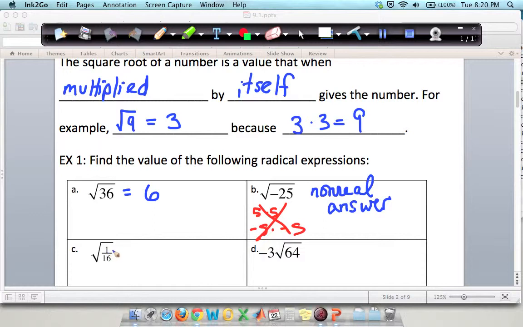The next one, square root of 1/16, says what number multiplied by itself gives you 1 over 16, and that would be 1 over 4, or 1/4. And for the last example, negative 3 times the square root of 64, this is multiplication when you have a number in front of the radical sign. This would simplify to be negative 3 times the square root of 64 is 8, because 8 times 8 is 64. And then you would just go ahead and multiply those two and get negative 24.